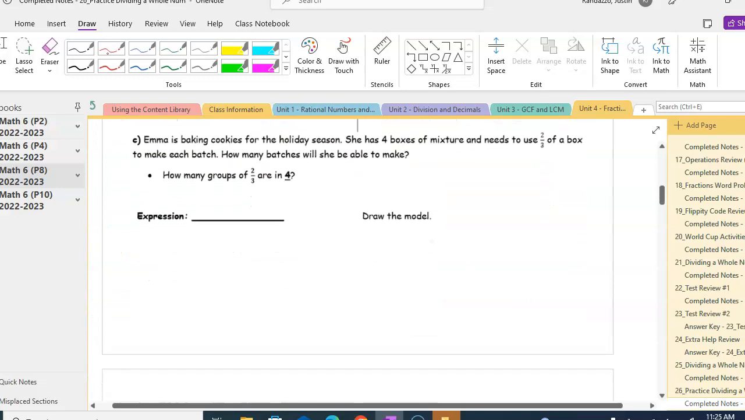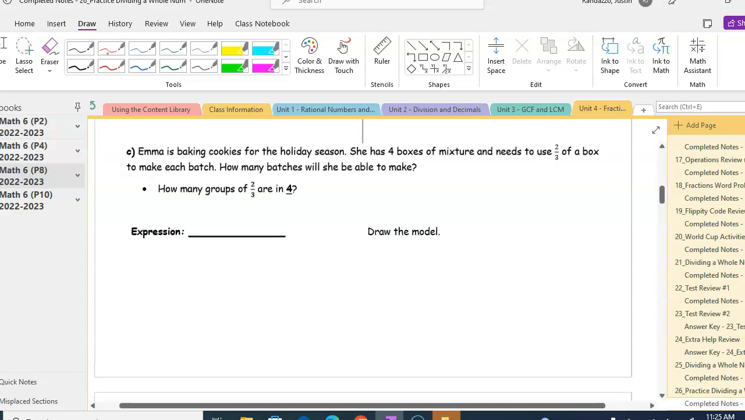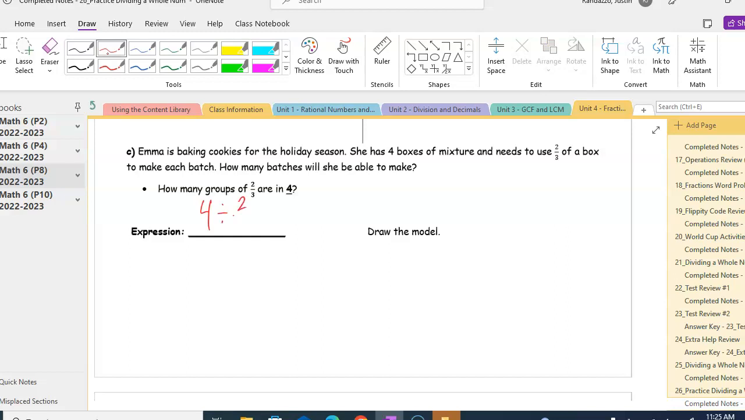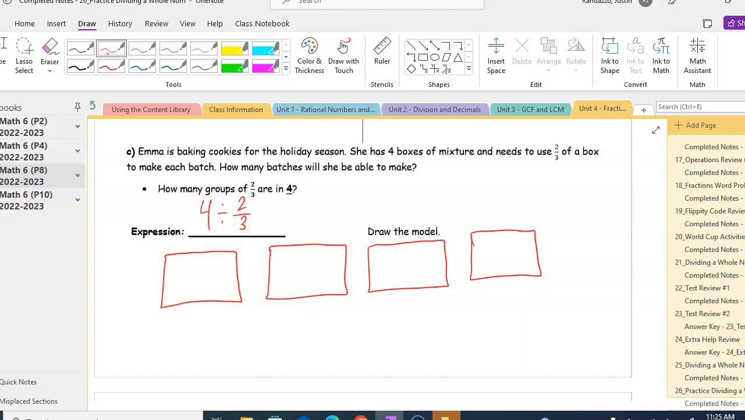And then for the last question with C, it says, Emma is baking cookies for the holiday season. She has 4 boxes of mixture and needs to use 2/3 of a box to make each batch. How many batches will she be able to make? So it's really asking us how many groups of 2/3 are in 4. So your expression or your number sentence is 4 divided by 2/3, which tells us that we need to use 4 complete models or 4 wholes. And since we're dividing it by 2/3, we're cutting each of them into 3 equal parts.